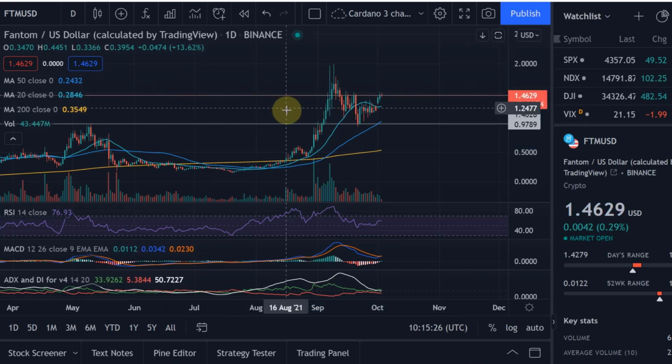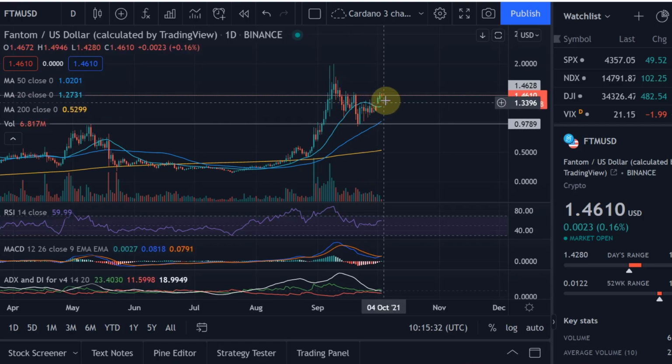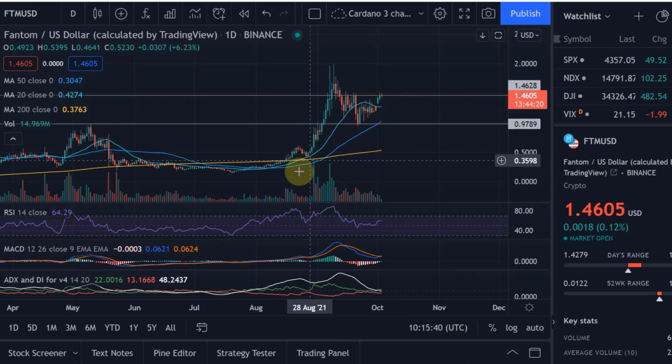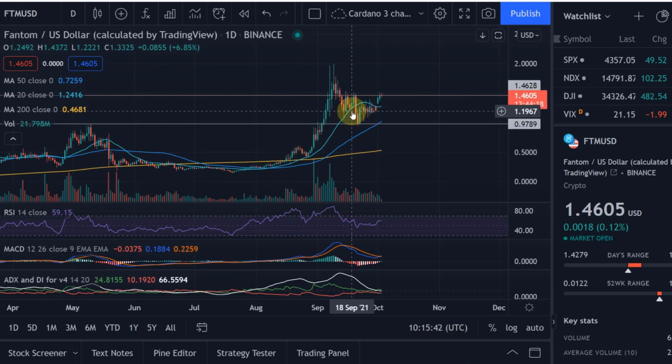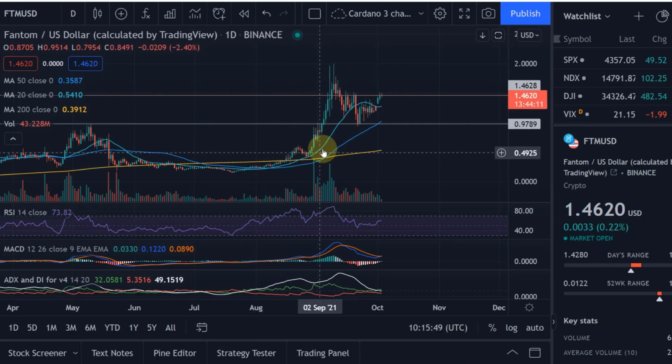So let me delete that. Generally, also looking at the moving averages, we are in an uptrend here. We're even above the 20-day moving average again. That provided a lot of resistance in that range in the last week or so. Before that, it provided support. So we can assume that this crypto, Fantom, really respects the 20-day moving average on the daily.